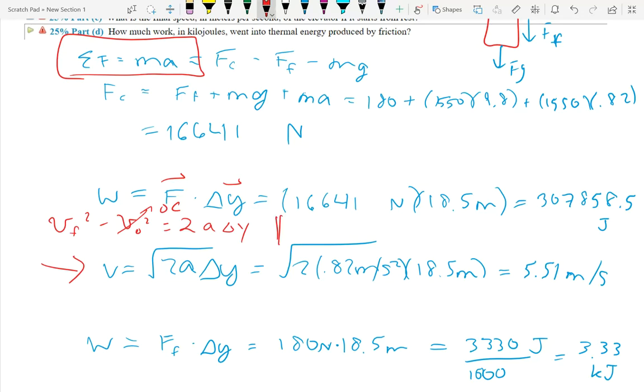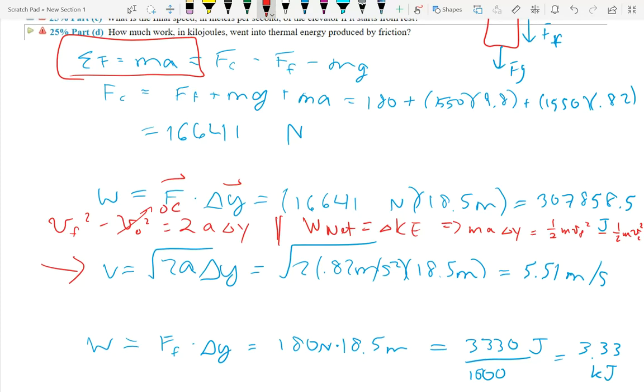The other way, what DJ said, would be the net work is equal to the change in kinetic energy. Well, what's the net work? The net work is going to be the net force times the distance. We know MA is the net force since net force is MA. And so I take the mass times acceleration times the change in height. And that's equal to the difference in kinetic energy, 1/2 M V final squared. And I have that equation.